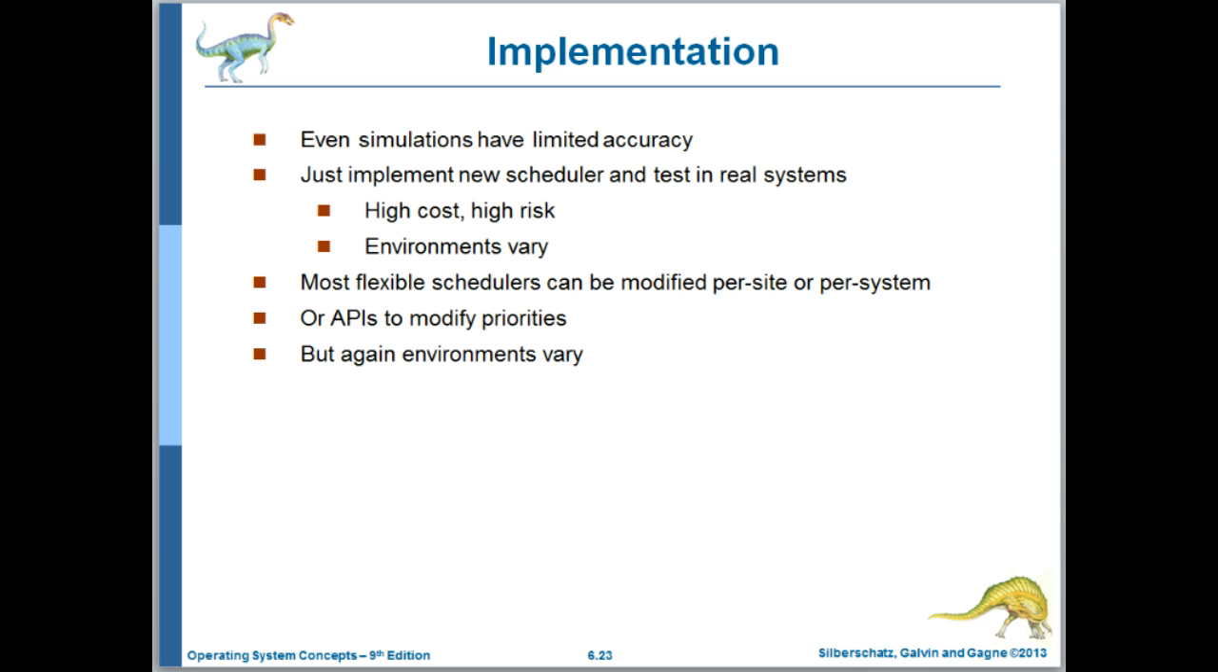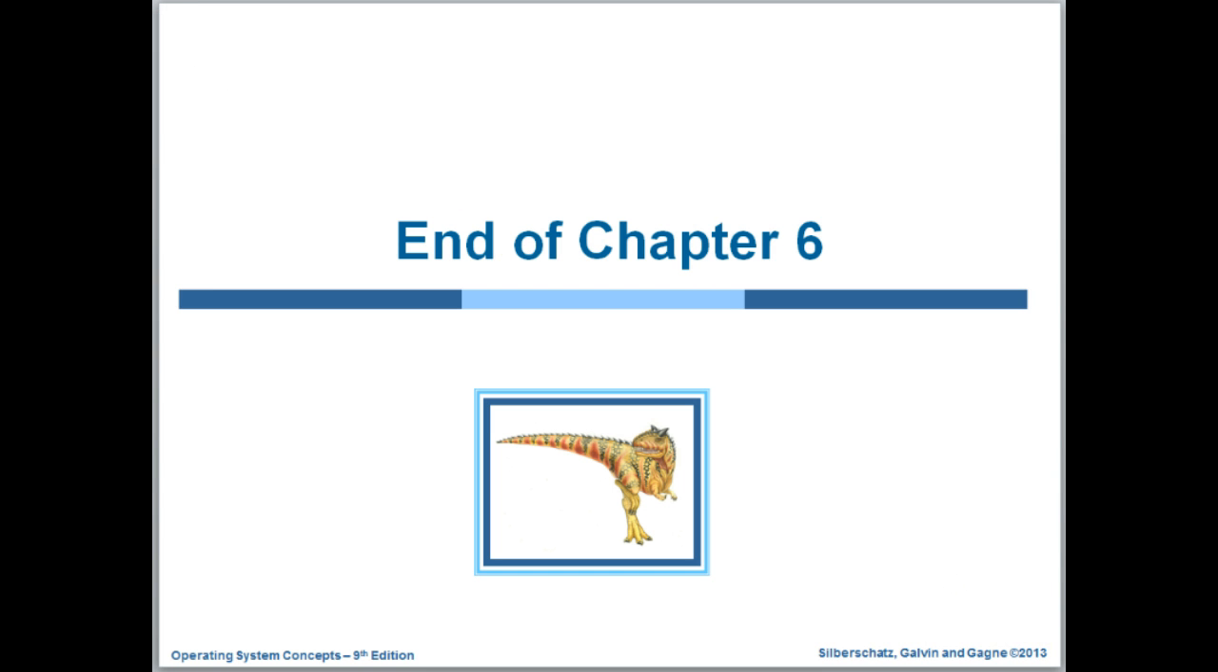Or you could just go ahead and implement the new scheduler and see how it works. As this points out, most systems do allow you to make adjustments to the CPU scheduling algorithm. So it gives you a mechanism rather than enforcing a particular policy. And that concludes Chapter 6.